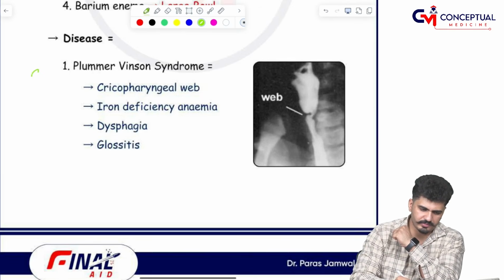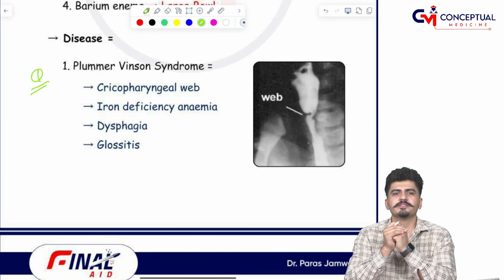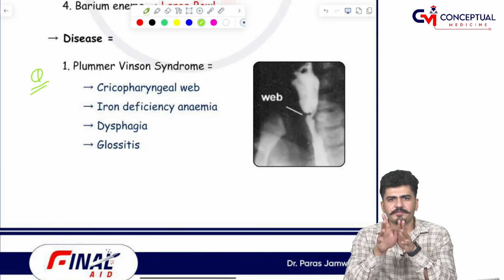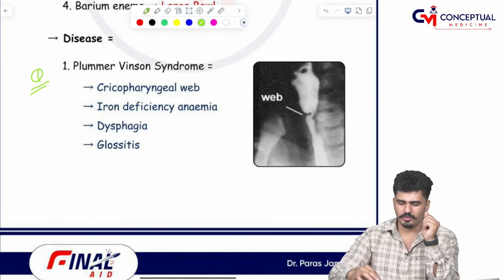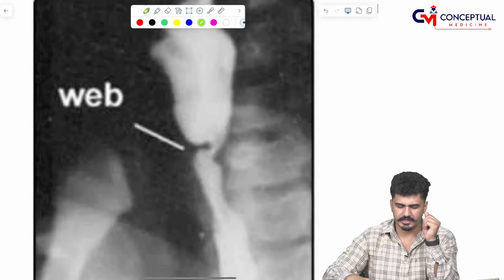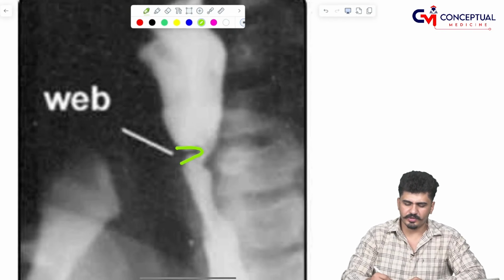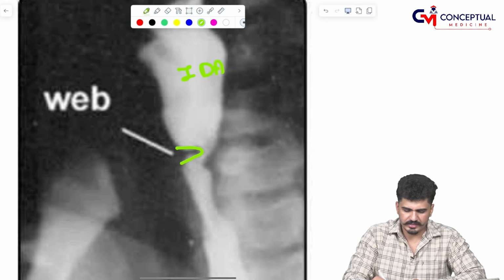Now, coming to disease number 1, sir. Question 1 is Plummer-Vinson syndrome. Now, what is happening in Plummer-Vinson syndrome? There is going to be iron deficiency anemia. There is going to be cricopharyngeal webs. So here you can see the image where there are cricopharyngeal webs. After that, there is going to be iron deficiency anemia.